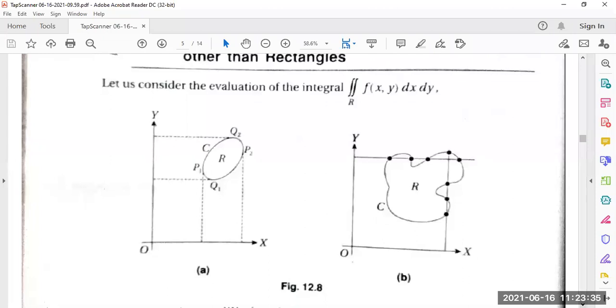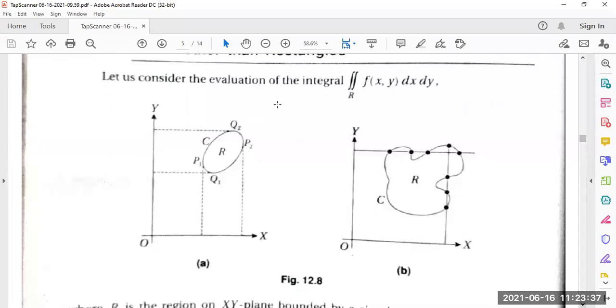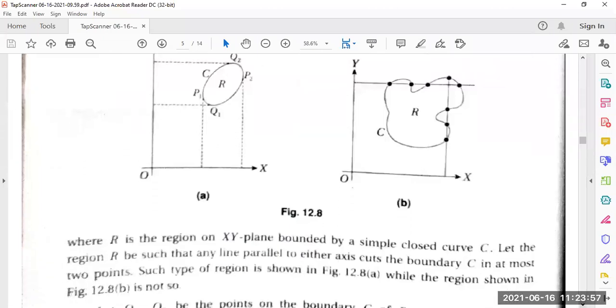Previously we have taken a rectangle. Now let us consider the evaluation of this integral, where R is like this or like this, an irregular shape. Then we have to take some points x, y. All those can be evaluated by integration. So how can it be done? Actually, it will be the summation of some areas.